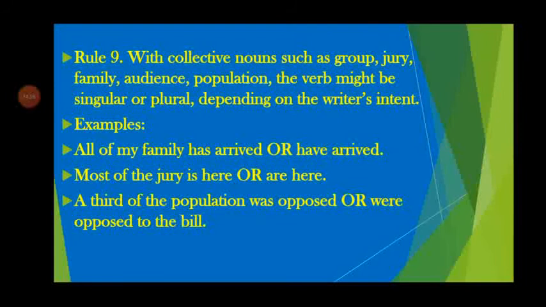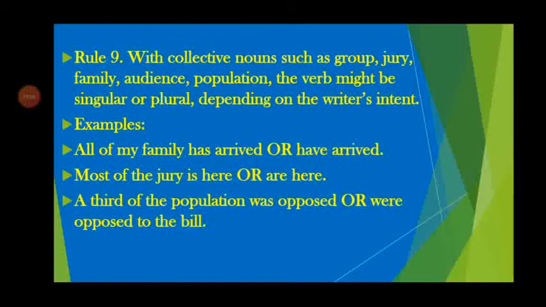Then rule number 9. With collective nouns such as group, jury, family, audience, population, the verb might be singular or plural, depending on the writer's intent or the speaker's intent. For example, all of my family has arrived or have arrived. So, family as a single unit, we can use it as has arrived. At the same time, if you want to give the meaning as all the members of the family, there you can use the same word with have also.